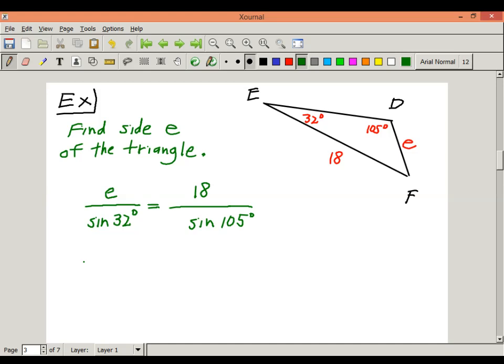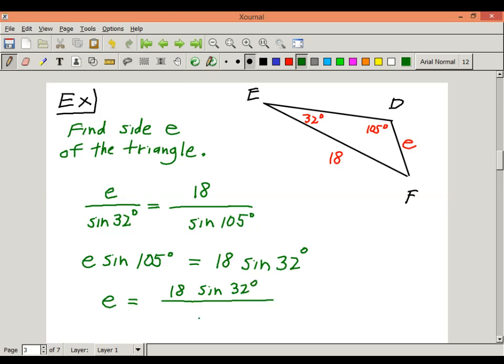So that's going to give us e times the sine of 105 degrees equals 18 times the sine of 32 degrees. Let's divide both sides by the sine of 105 to get e by itself. So e equals 18 times the sine of 32 degrees divided by the sine of 105 degrees.